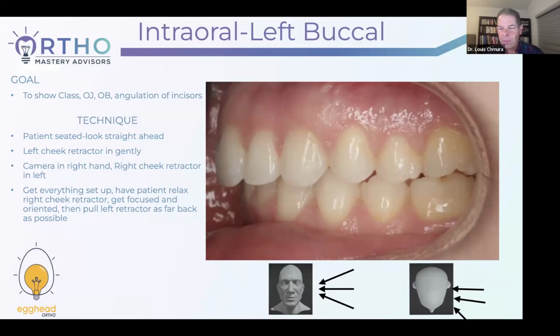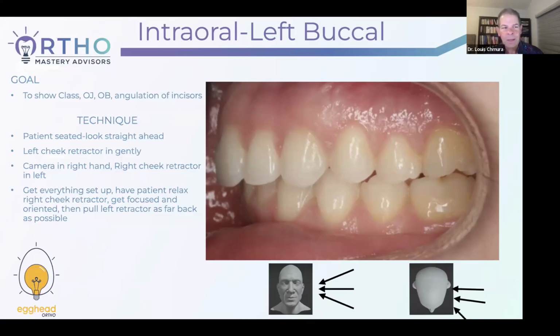The left side, I would hold the camera in my right hand, and I'd hold the lip retractor in my left hand. I would say, all right, bite together. I'd get it framed. I'd hold the button down halfway so it starts to focus. And then at the last minute, I say, just leave your right one in there gently. It has to stay in, but you don't have to pull on it. And then I'd pull on the left one till I got the first molar, and then take the picture. If you do that, you'll see everything you want to see.